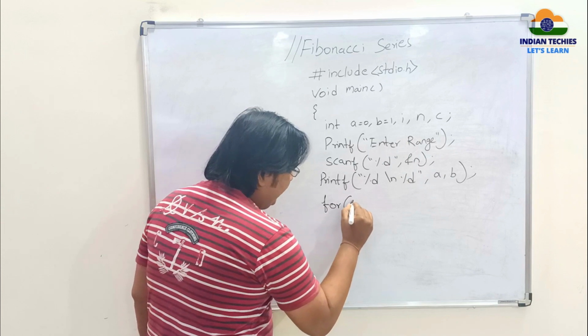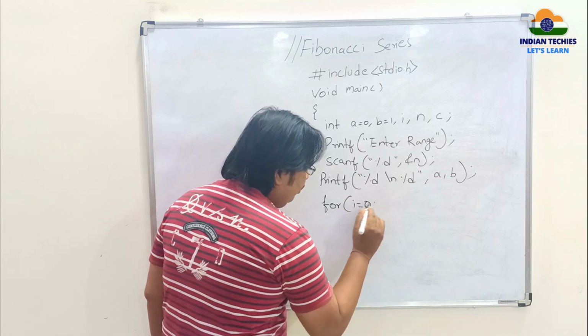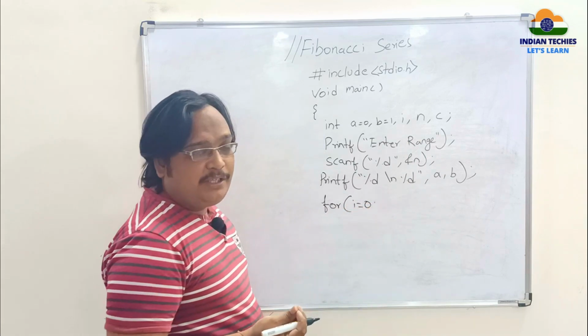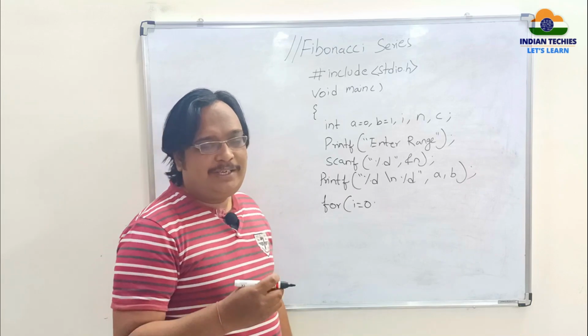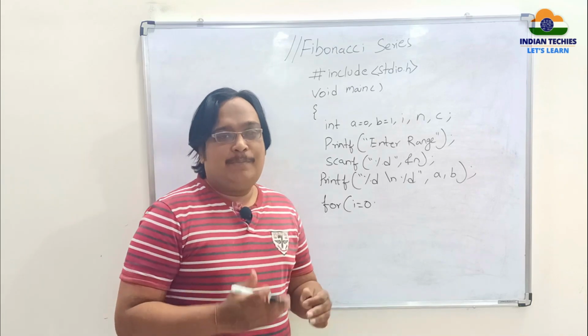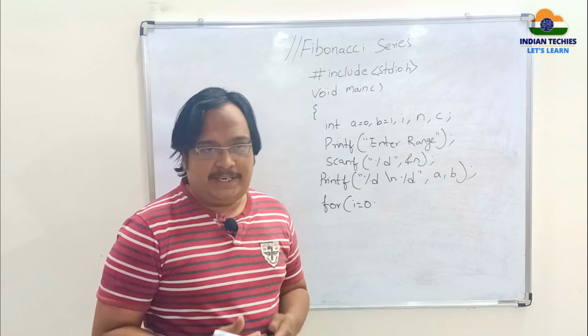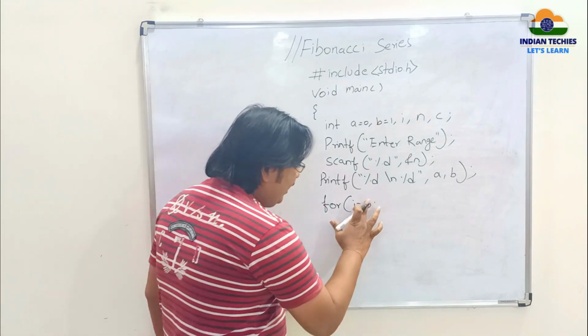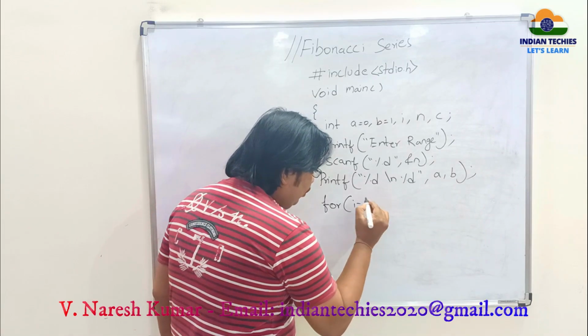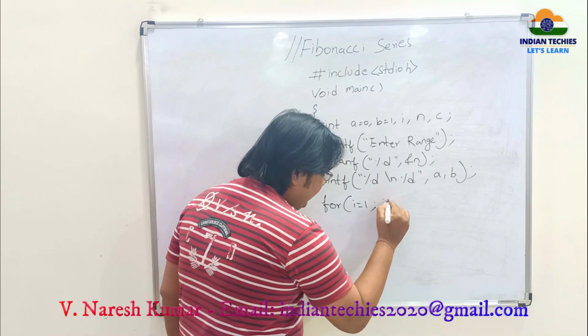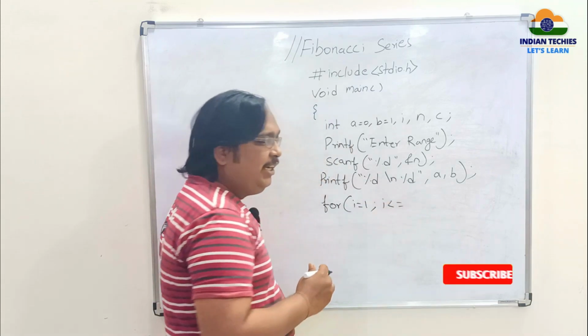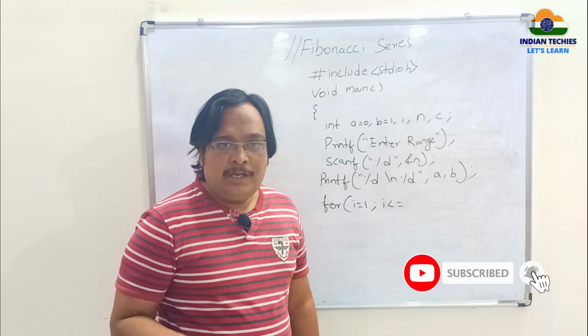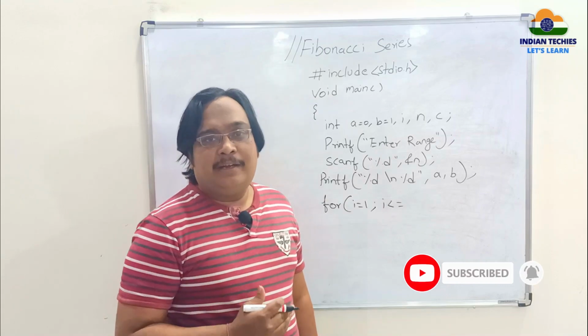For i equal to 0, can we start with 0? No, because 0 is not necessary here, because the number of times I want to print is n. So we will take 1 as the initial value, i is equal to 1. Next, i less than or equal to, generally we are going to print n times, so we will be writing n.